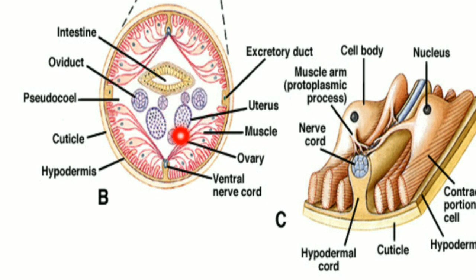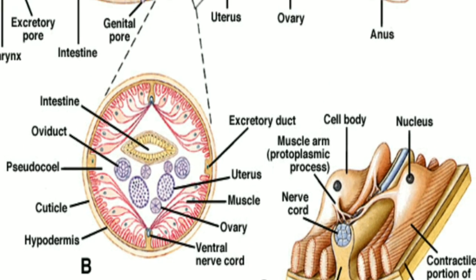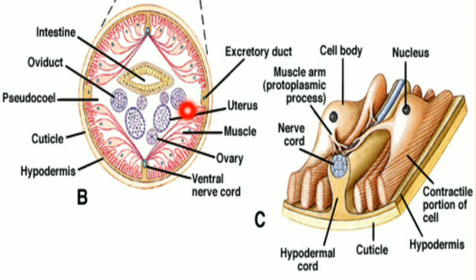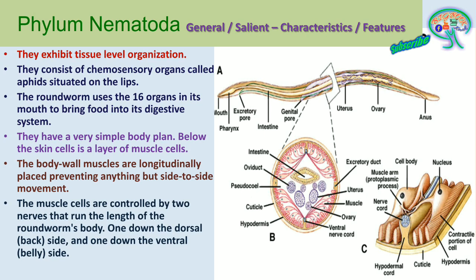You can see the hypodermis and muscle, uterus, ovary, excretory duct, ventral cord, and this will be the dorsal cord. So if you take a section out of here, you will see this picture, the same thing but enlarged here. Okay, so here they have a very simple body plan.